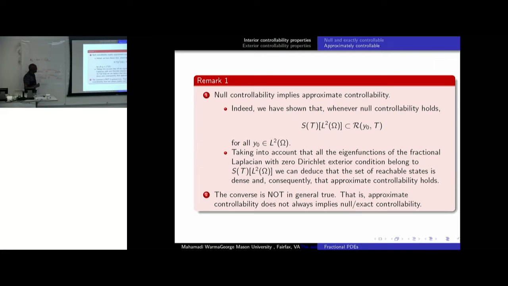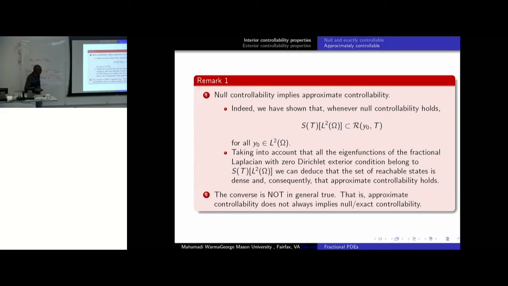Okay, now it is clear we finish null and exact. What about approximate controllability? It is clear that null or exact controllability always imply approximate controllability, okay? Because in approximate controllability, you have that the L2 norm of the difference is less than epsilon. How do you see that? Because the semigroup applied to L2 is always a subset of the reachable state for any Y0 in L2.